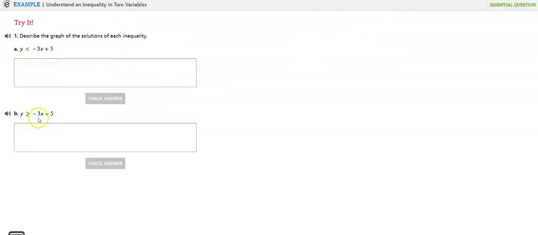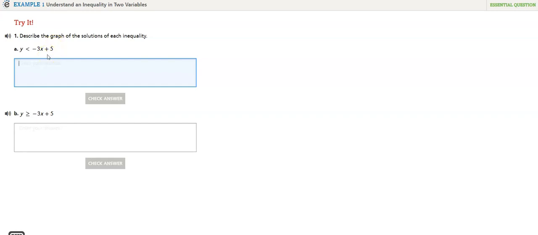Okay, so here we have two inequalities, and we're going to describe the graph of these solutions. You would graph them the same way you would graph an equality. So just graph the line part, but then you need to know: is it a dotted line? Is it a solid line? Is it greater than or equal to?